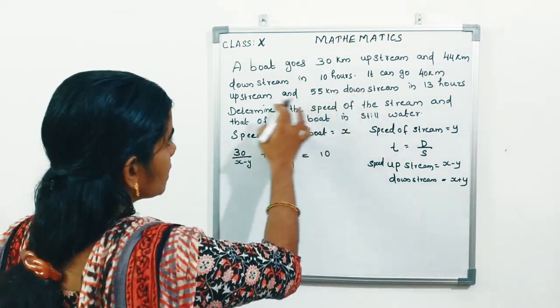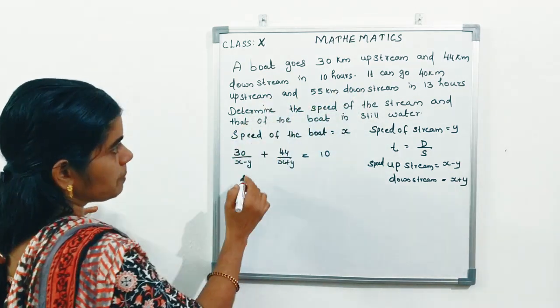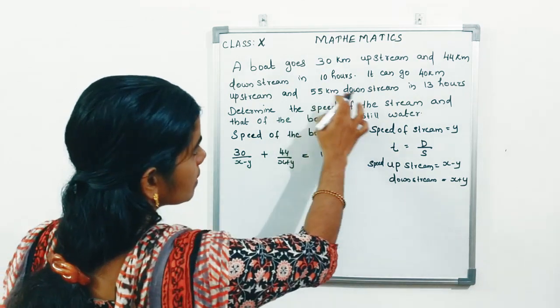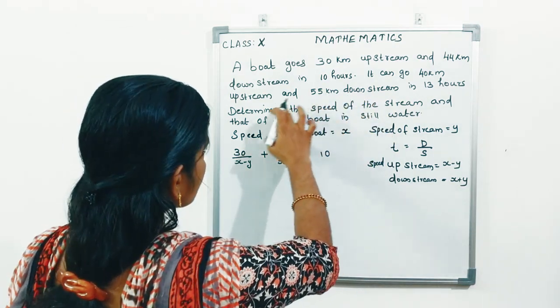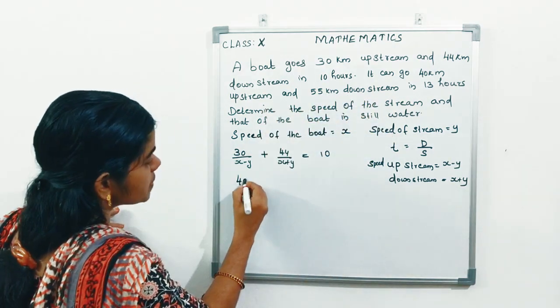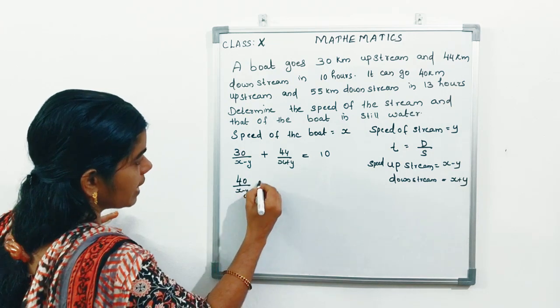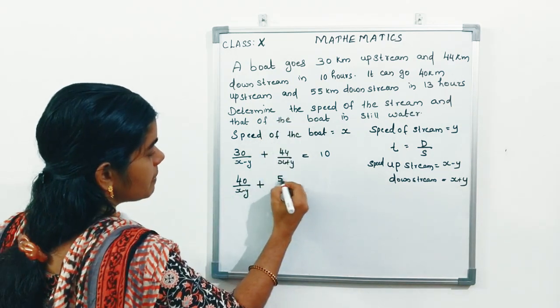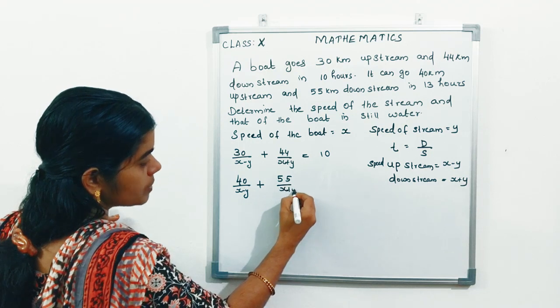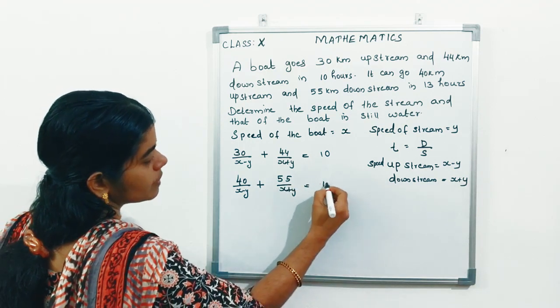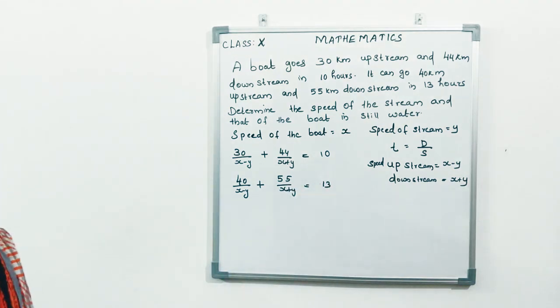Next one, 40 km upstream. 40 by x minus y plus 55 by x plus y. How much time is it taking? 13 hours. This will be our second equation.